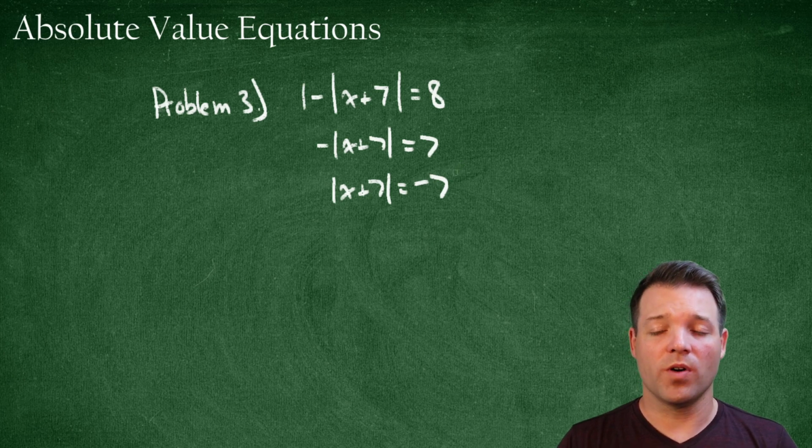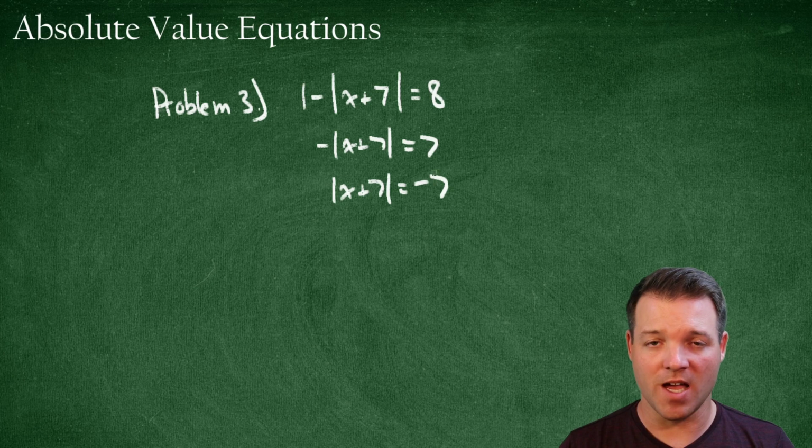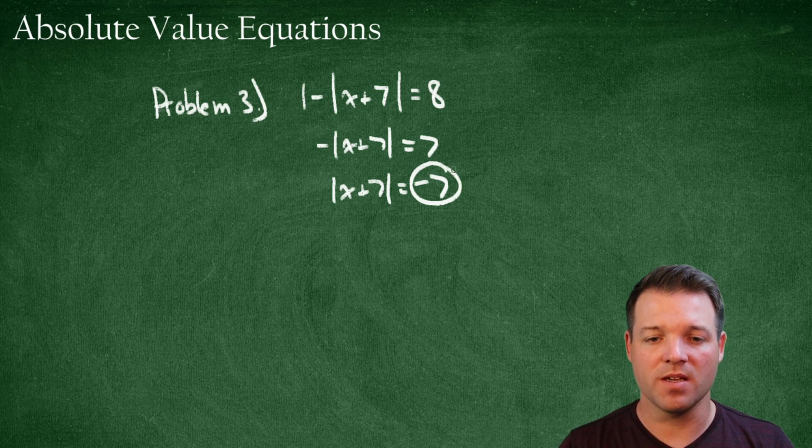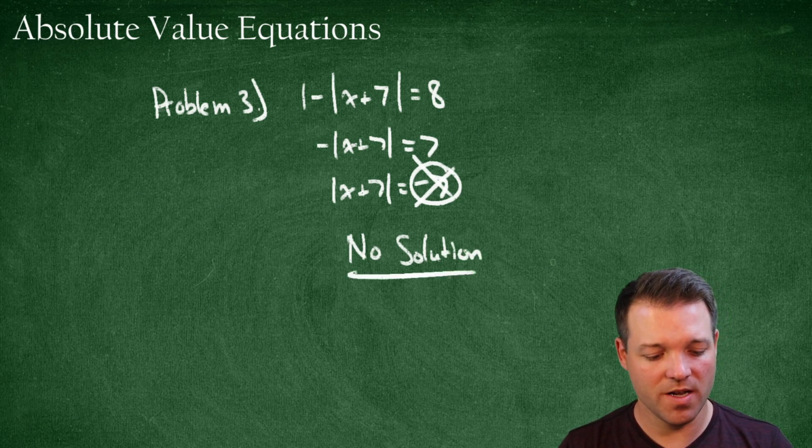And right now, I always look at these. I stop at this point of isolation, and I'm going to say, well, hang on a second. The absolute value of anything, doesn't matter what's inside of here, right? Could it ever be a negative number? No, the absolute value turns things positive. So that is impossible. So we'll say no solution. All right, and there we go.